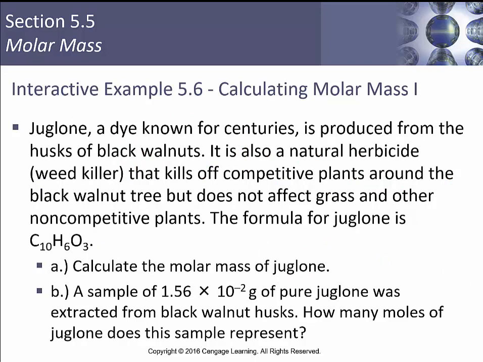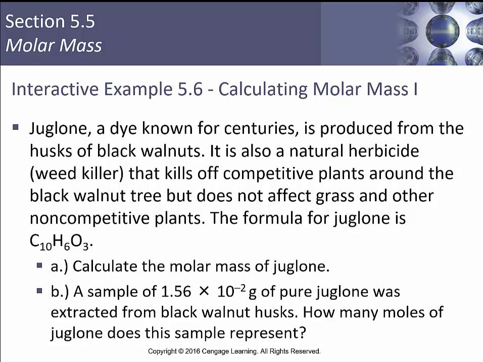So, for example, let's calculate the molar mass of juglone, not to be confused with the Insane Clown Posse fan base, the Juggalos. The juglone is just a dye known for centuries. It's produced from the husks of black walnuts. So if you get something that is a walnut stained or a walnut piece of furniture, oftentimes that is taking the husks of walnuts, which stain, and you make a stain out of that. The wood itself may not actually be walnut wood.